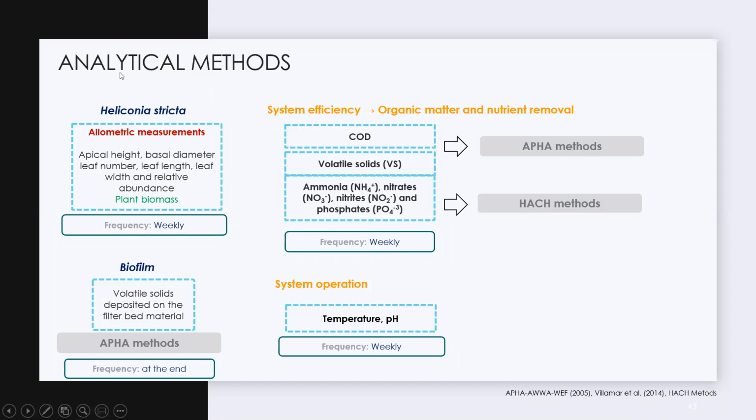We wanted to know what will happen with the plants, so we took the measurements of the plants. We wanted to know what happened with the microorganisms being developed in the system, and we also wanted to know what happened with the removal efficiency. For that purpose, we measured the COD, the volatile solids, and the ammonia, nitrates, and phosphates in our case.